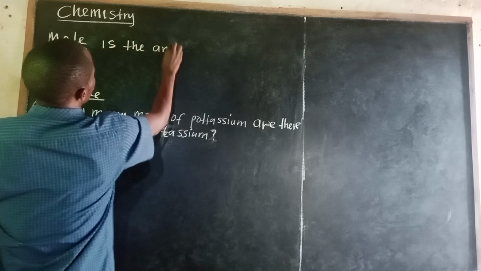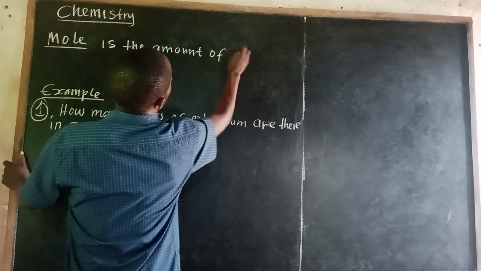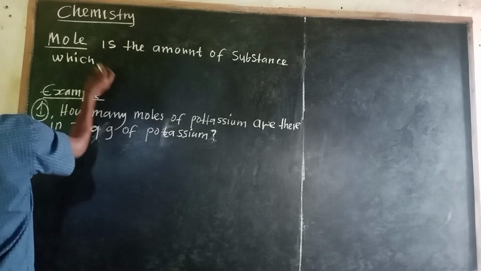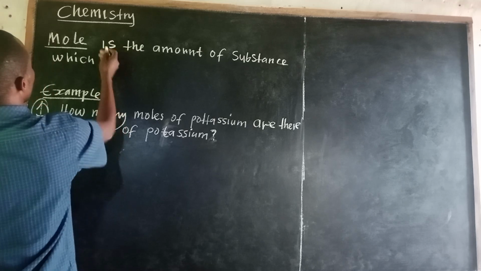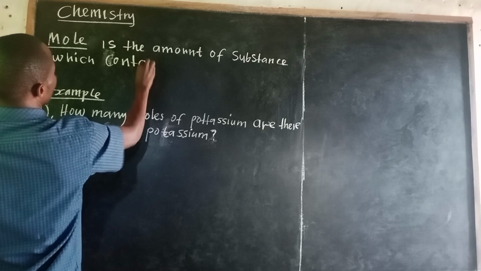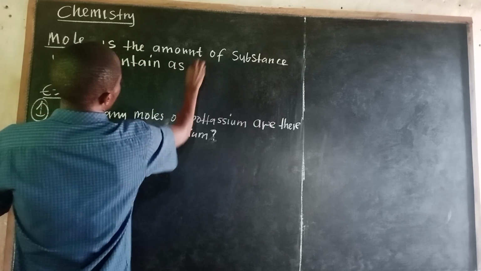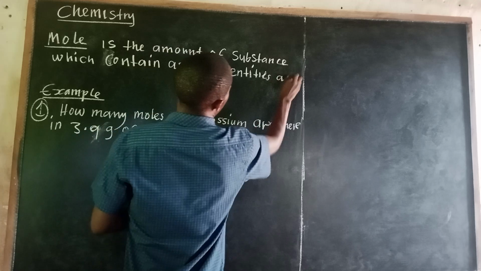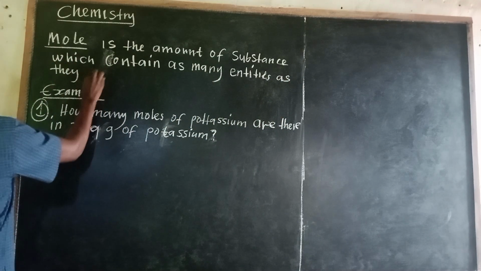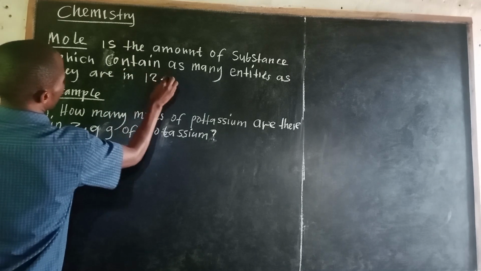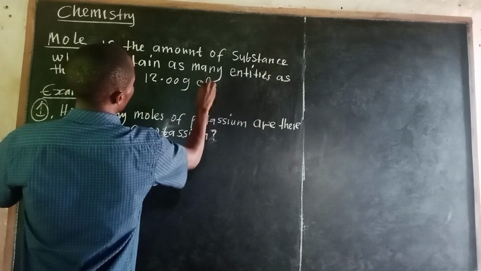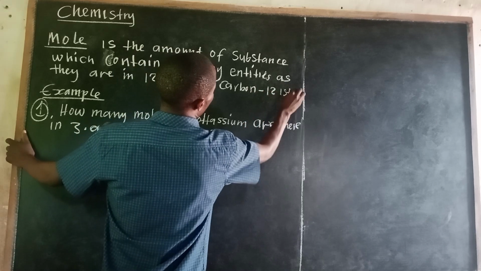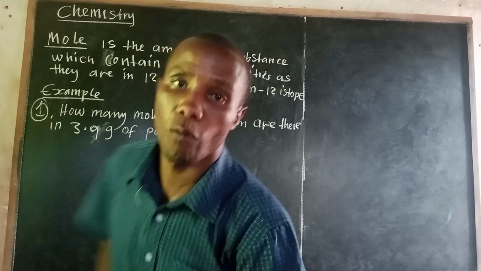So mole is the amount of substance which contain as many entities as they are in 12 grams of carbon-12 isotope. Okay, so this is the definition of a mole.